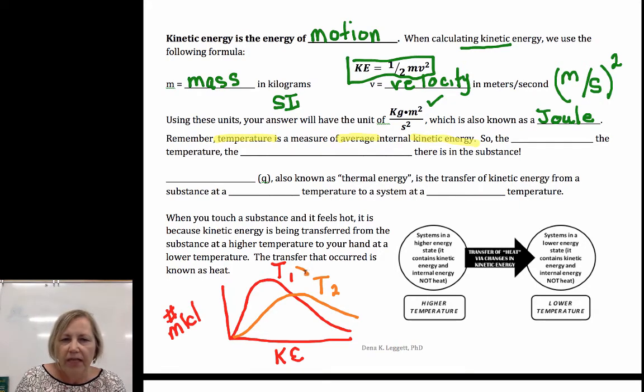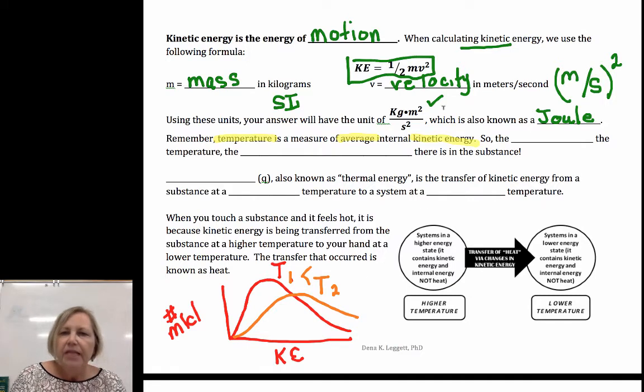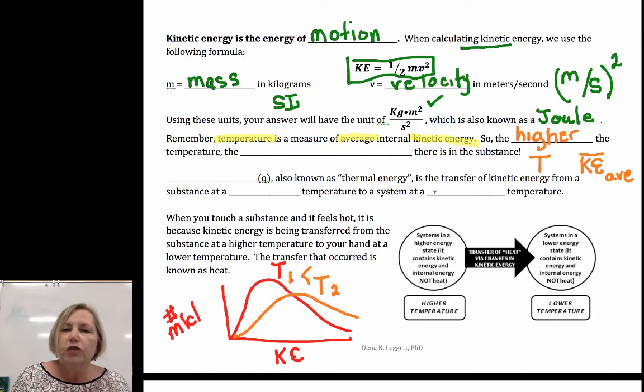And that's when T1 is, excuse me, I almost made a mistake there. T1 is less than T2. Okay? So the way you could write that is temperature is a measure of the average kinetic energy. You might put a bar over it, or sometimes you may even see the word AVE there. Okay, so what that means is that the higher temperature that we're measuring is the result of the greater kinetic energy.